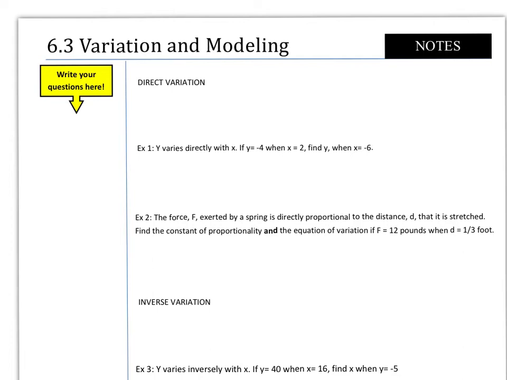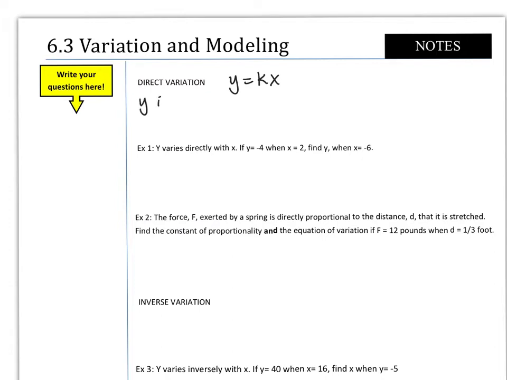Okay, this is lesson 6.3, variation and modeling. Direct variation is when you have something that's only multiplied by something. For instance, our equation form is going to be y equal to kx, where it's only multiplied by something, it's not adding or subtracting anything.